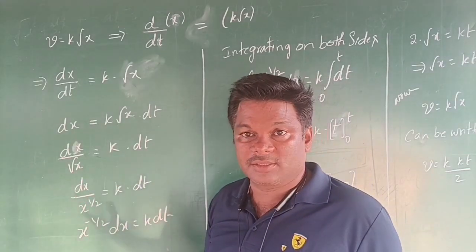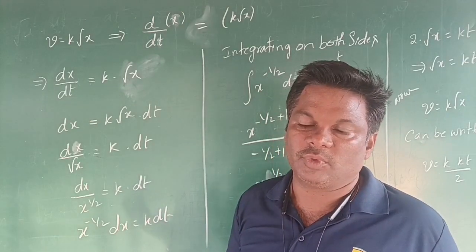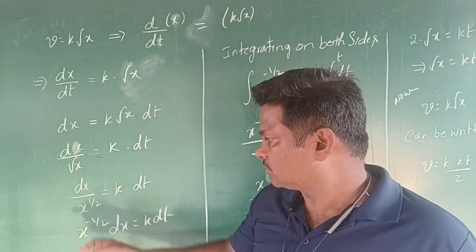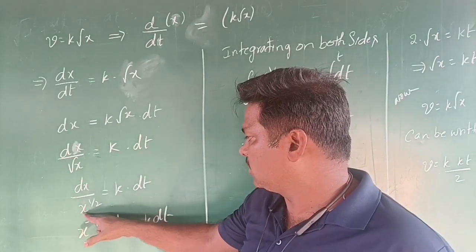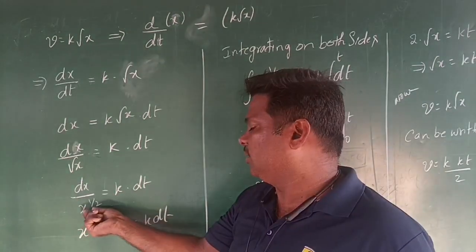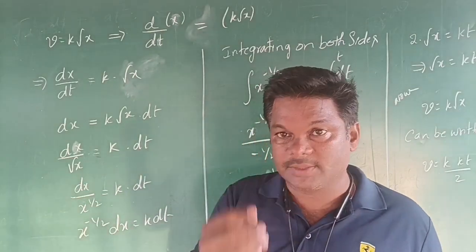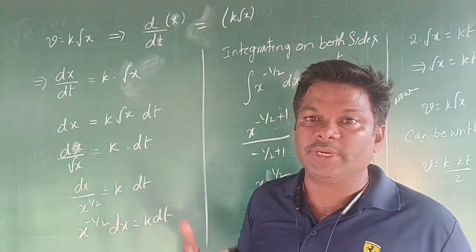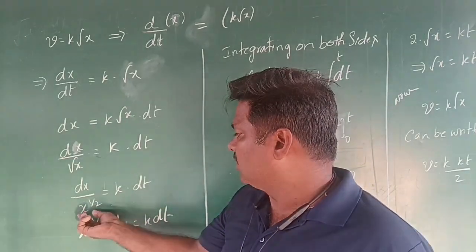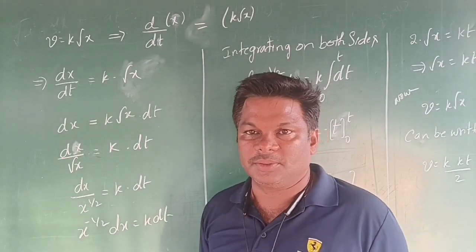What is the value of root x? Root means whole to the power of 1 by 2. That I can write like this: root x is equal to x to the power of 1 by 2. It is in the denominator. Bring this to the numerator. In our previous mathematics class, we discussed this about exponents and powers. Here, bring this x to the power of 1 by 2 into numerator. What will you get? X to the power of minus 1 by 2.